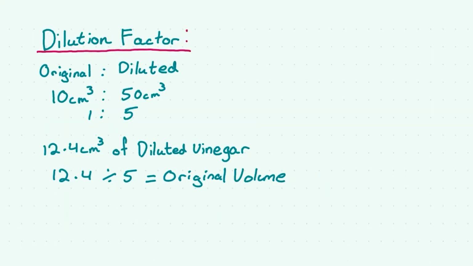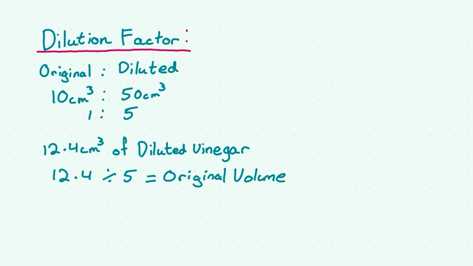So now, to reiterate what I said above, I'm going to do a ratio between the original vinegar and the diluted solution. So 10 centimeters cubed to 50 centimeters cubed. So that's a 1:5 ratio. The 1 part of the 5 parts of solution is the original vinegar.